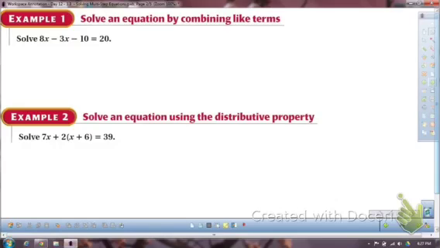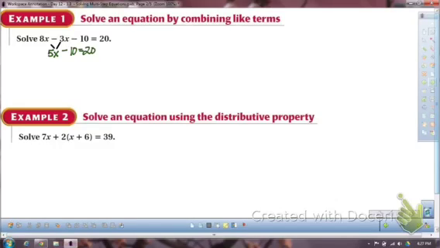The first example says to solve an equation by combining like terms. As you can see, we have two like terms that are on the same side of the equal sign. Now remember, they don't have to do the hard work of jumping over a wall, which is the equal sign. They're on the same side already. So we're going to go ahead and combine these two like terms. There you go, you got your 5x. And let's go ahead and copy everything else down.